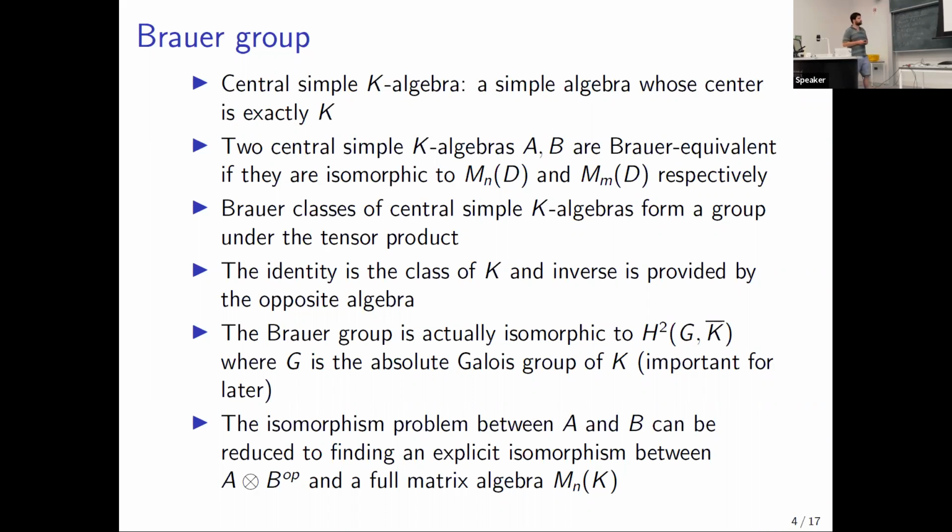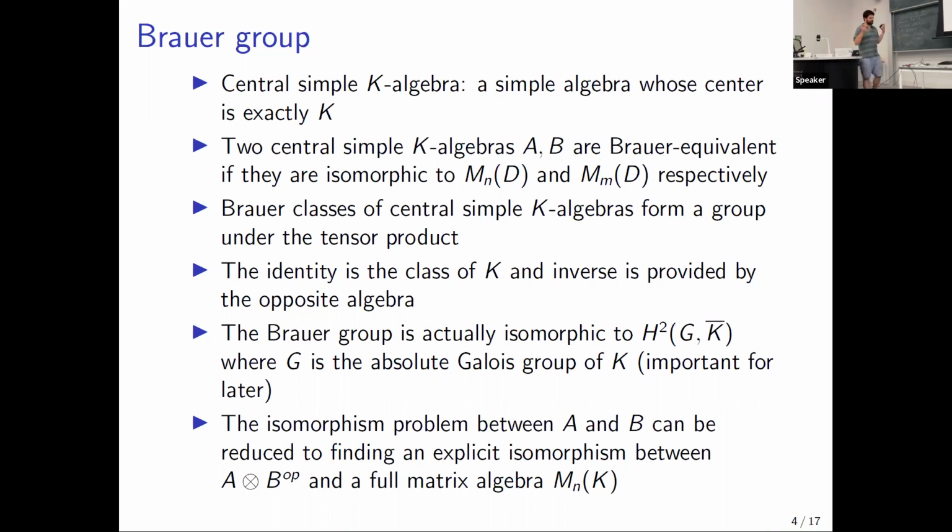And on that, you have a nice group structure, namely just using the tensor product. The trivial class is just M_n(K). And then the inverse is just the opposite algebra, where you take the algebra and reverse multiplication. And the Brauer group has a nice cohomological interpretation, which we'll be using implicitly here. It's the second Galois cohomology group H^2(G, K̄*), where G is the absolute Galois group and K̄ is the separable closure of K.